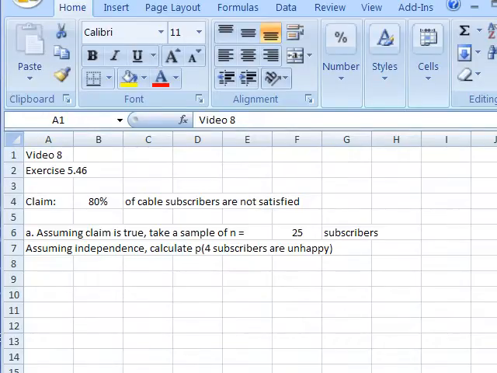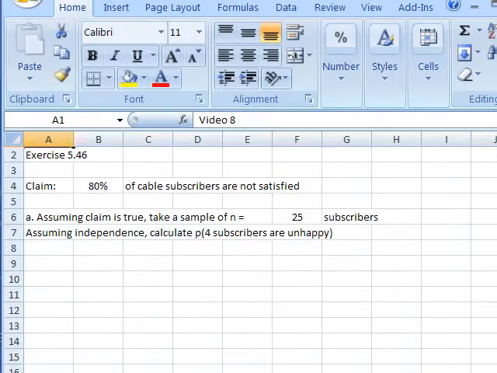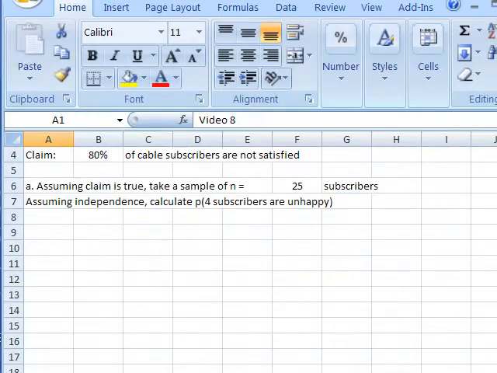Okay, let's move on and do exercise 5.46 on page 233 of the textbook. This is a problem where a consumer advocate has claimed that 80% of cable TV subscribers are not satisfied with their service. And we are asked to look at some statistics, some survey data, and see if this makes sense or not.